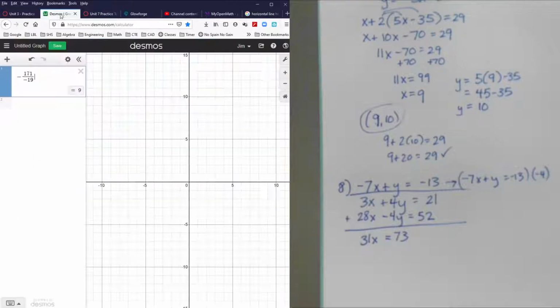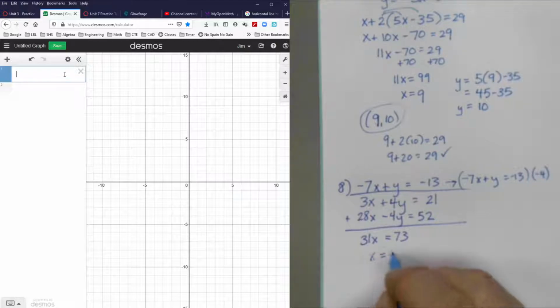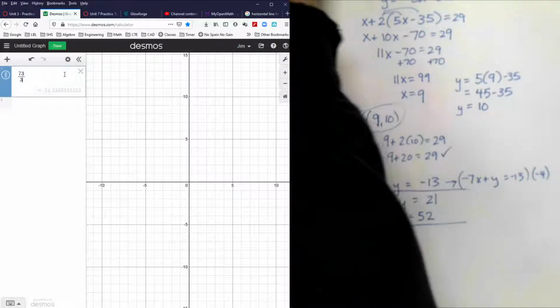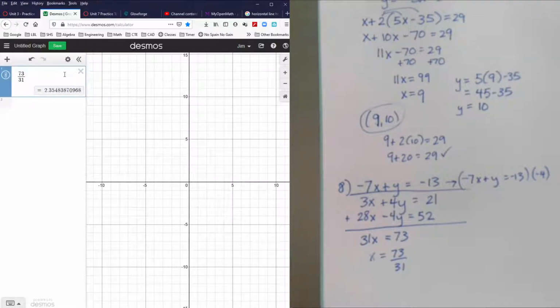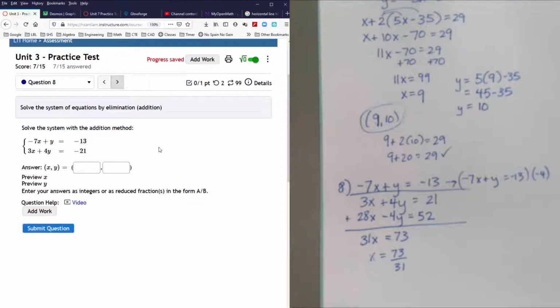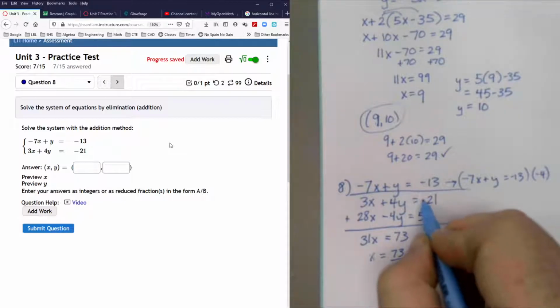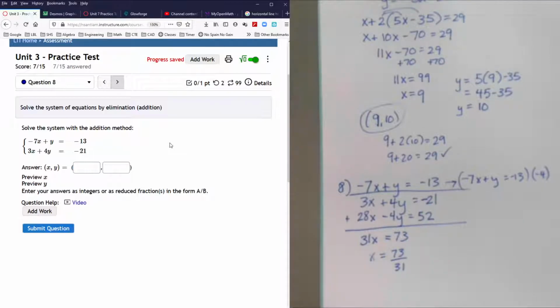Okay, let's check and see. So if we have x is going to be 73 over 31. So let's try that, 73 over 31. And that's kind of a weird number. So I'm a little suspect here that maybe I'm not doing something right. So I'm going to want to check my work here and just make sure I've got this right. And I do. I see the problem. When I wrote this problem down, I wrote it down incorrectly. So that should be a negative 21 and not a positive 21.